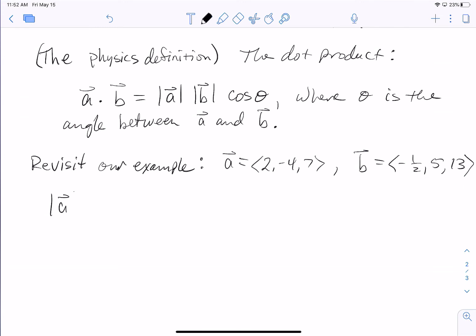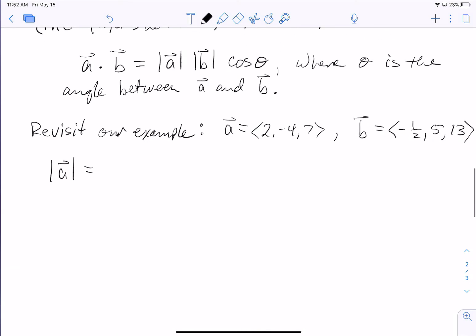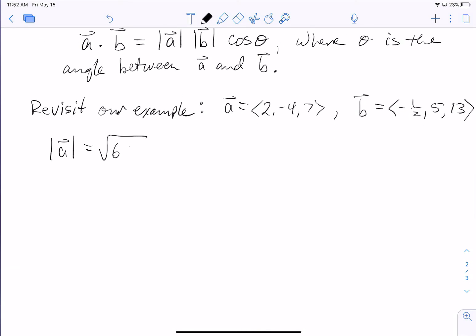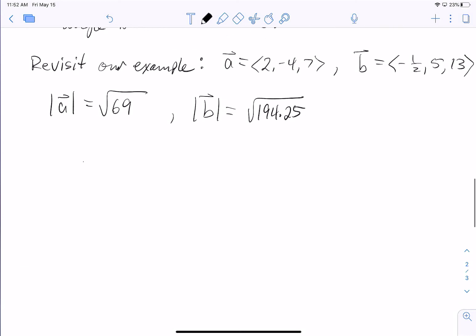The magnitude of A, as you can confirm, is the square root of 69. The magnitude of B is equal to the square root of 194.25, nice round number there. A dot B is equal to 70 from our previous work.